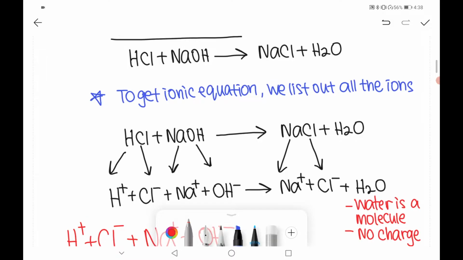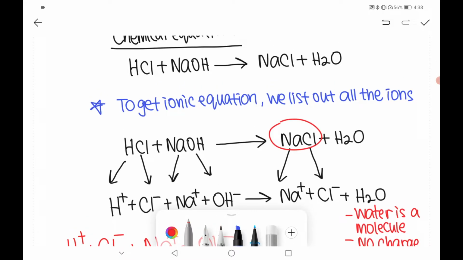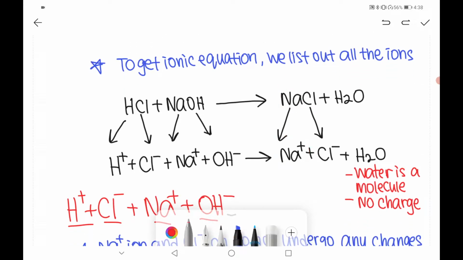So on the right hand side, we have sodium chloride. So what is the charge for sodium chloride? We know sodium, the charge is Na+. We know Cl, the charge is Cl-. Okay, so we know the charge already for NaCl. The last thing is water.